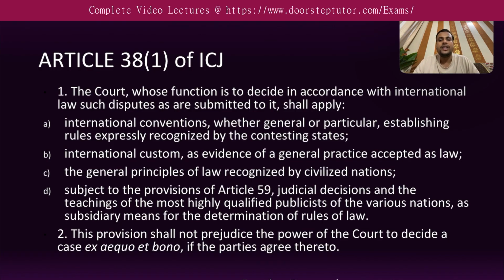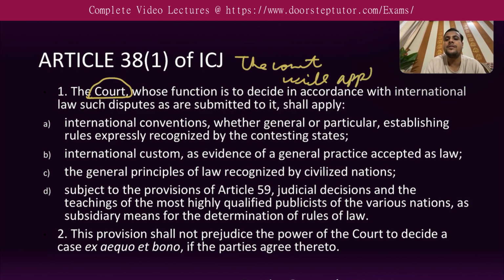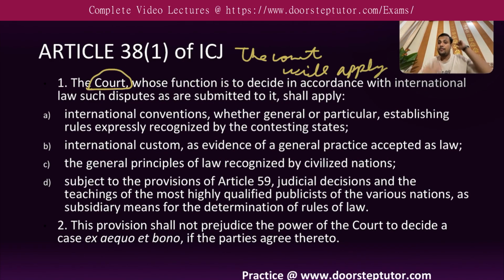So the court, whose function is to decide in accordance with international law such disputes as are submitted to it, shall apply, okay, so the court, the International Court of Justice, will apply these principles. And what are these principles? The first principle is international conventions, whether general or particular, establishing rules expressly recognized by the contesting states. Okay, this is the first subclause.